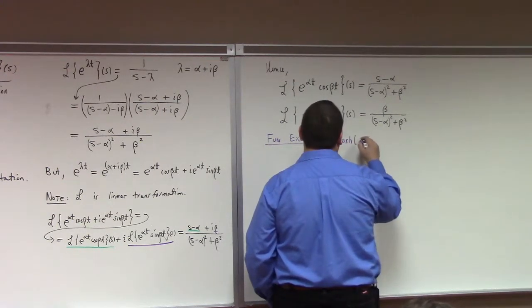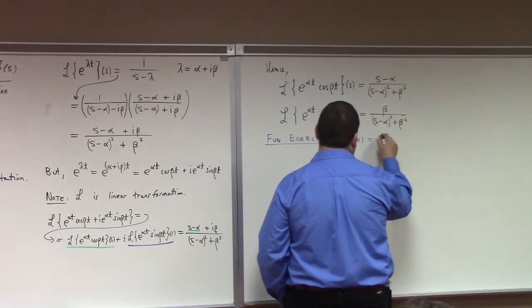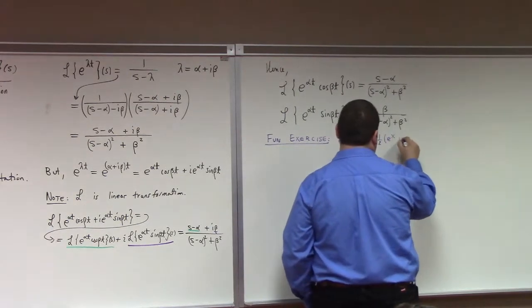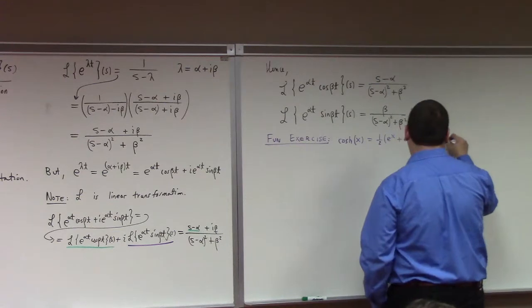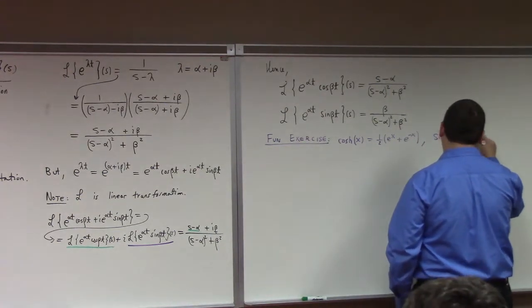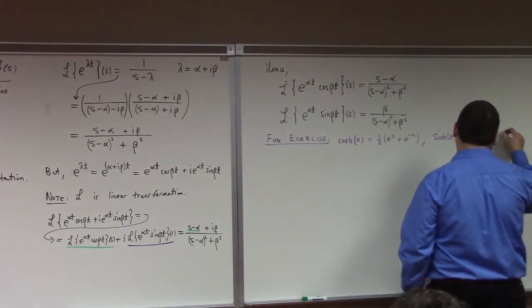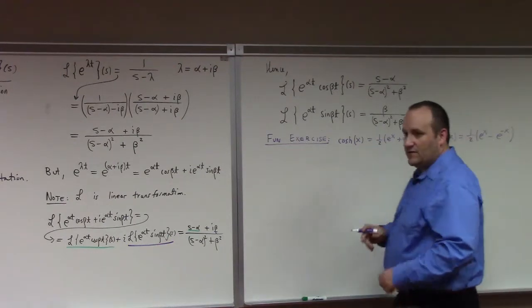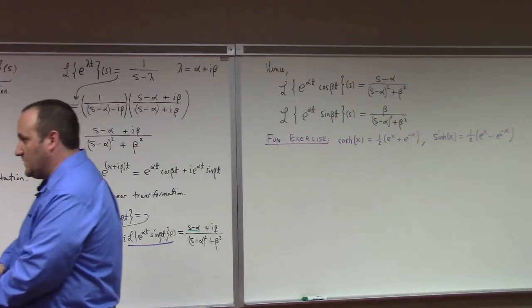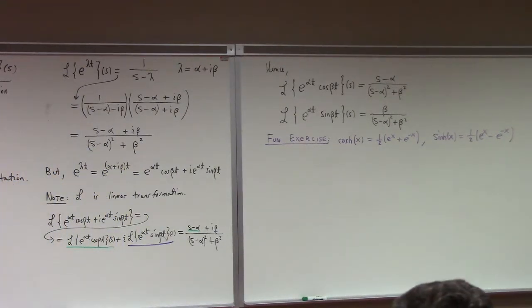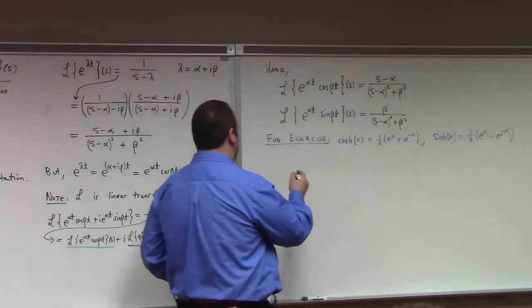Let's see, cosh of x is 1/2 e to the x plus e to the minus x, right? And sinh of x is 1/2 e to the x minus e to the minus x, right? Cosh and sinh are respectively the even and odd pieces of the exponential function. Something beautiful happens with cosh and sinh here. In fact, you can prove the following.